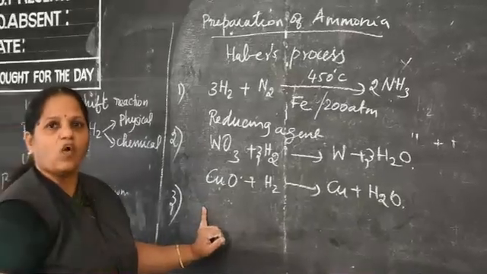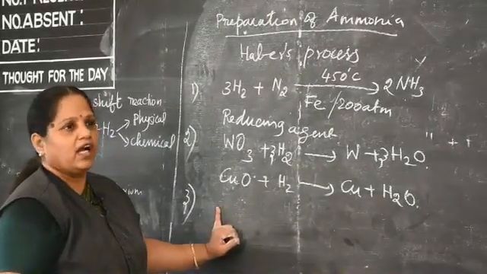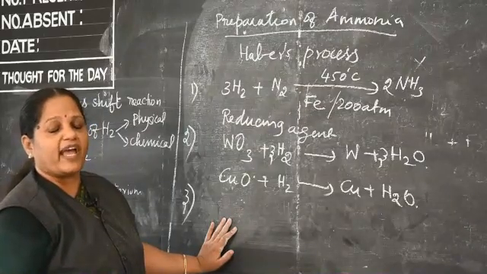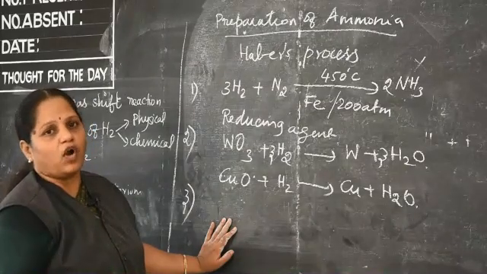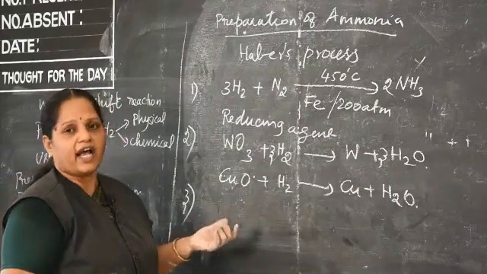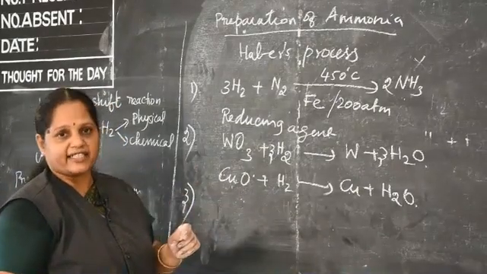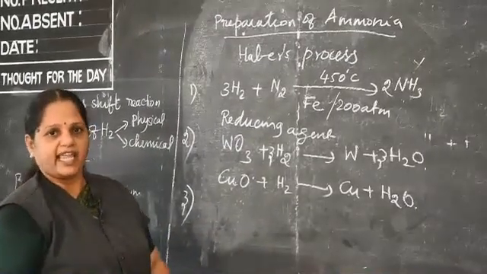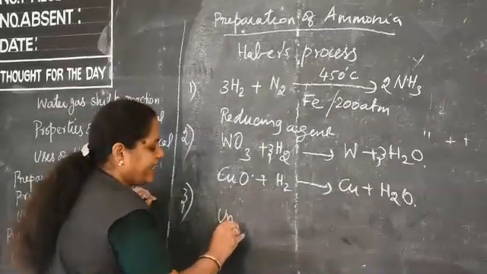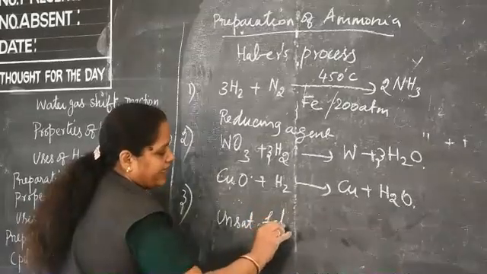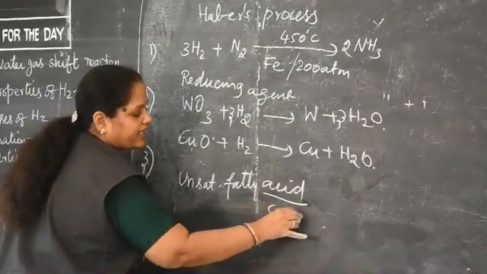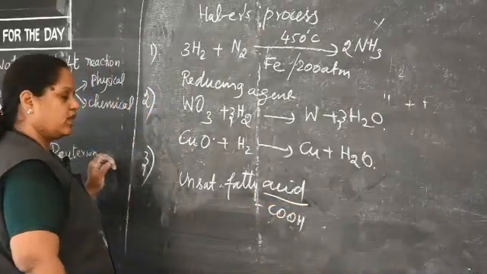Then unsaturated fatty acids. What are unsaturated fatty acids? Organic carboxylic acids with double bonds are called unsaturated fatty acids. These are available in vegetable oil, coconut oil, groundnut oil, gingelly oil. Unsaturated fatty acids such as arachidonic acid and oleic acid are examples. These are organic acids. Organic acid means it contains COOH as a functional group.